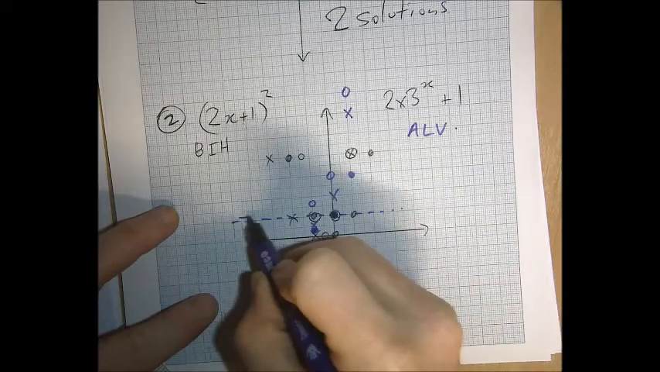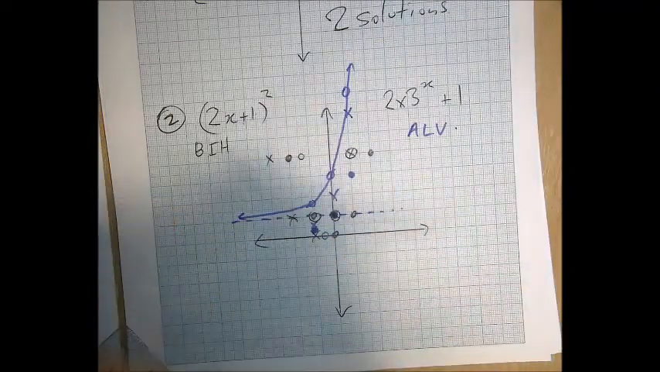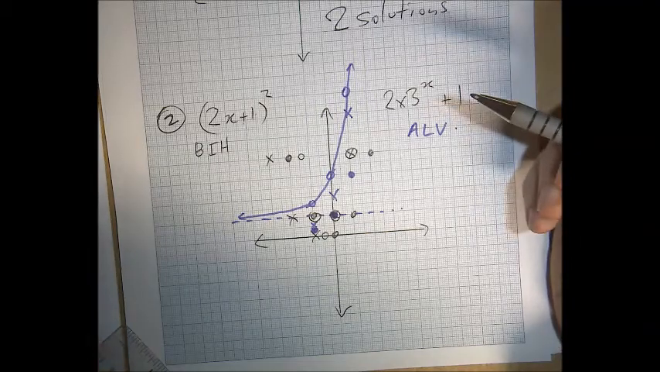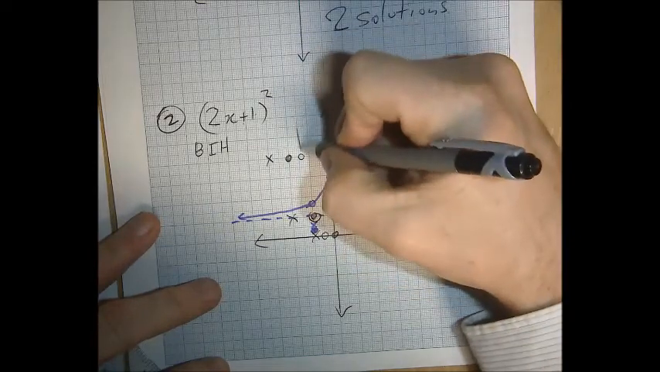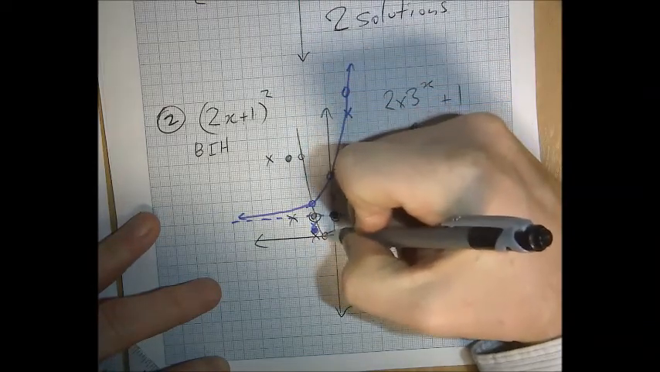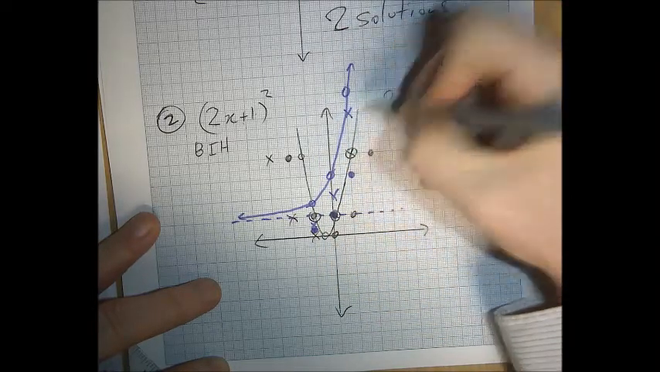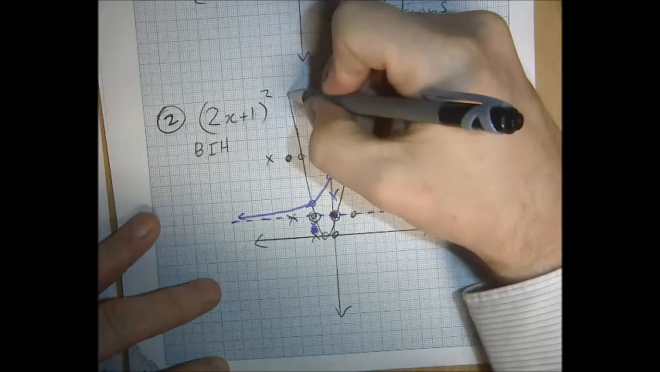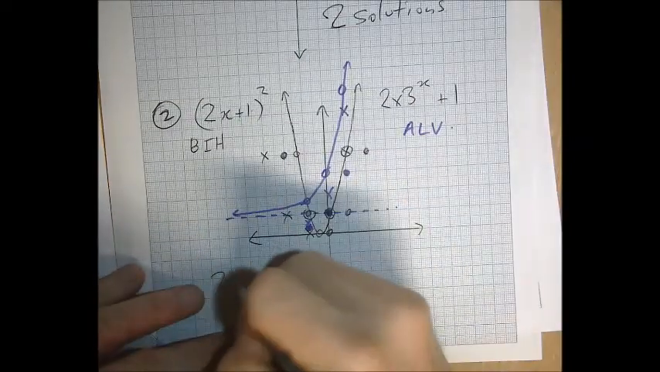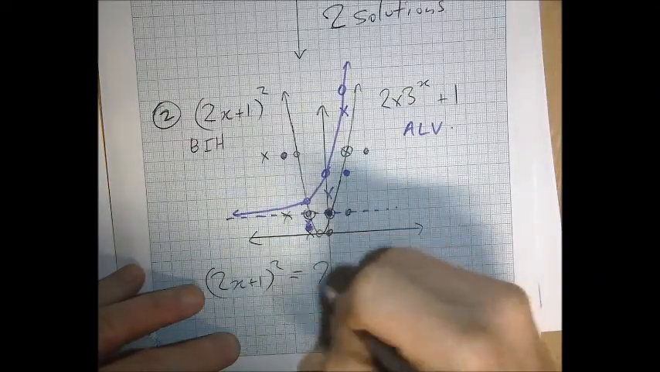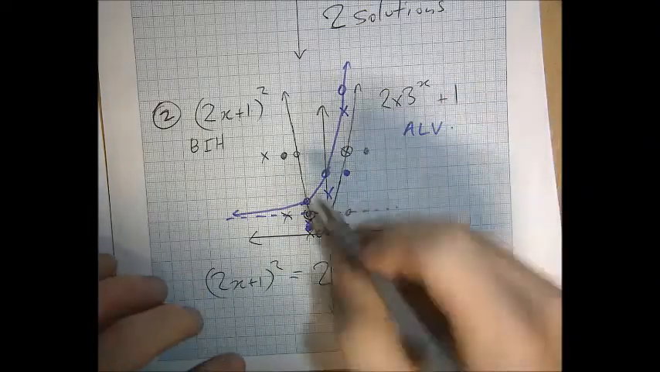And therefore, we can estimate that the number of solutions to this equation, in other words, the number of places where those two graphs meet, will be just once, namely there. Exponential graph gets higher faster. It pretty much always has a higher gradient than a squared graph. So therefore, I'm guessing that these are never going to meet. But that is just a guess. So therefore, my estimate is that there's just one solution.